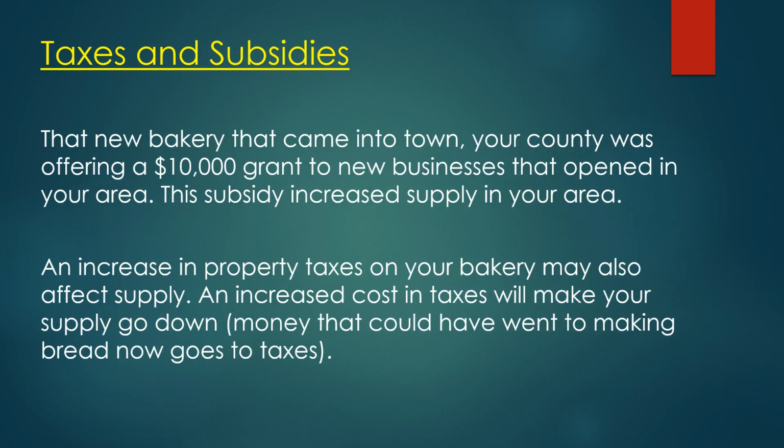And finally, taxes and subsidies. So that new bakery that came into town, your county was offering a $10,000 grant to new businesses that opened in your area. So this subsidy increased the supply in your area. The subsidy brought in a new seller, and because of that, now your supply has increased of bread in the area. So an increase in property taxes on your bakery may also affect supply. An increased cost in taxes will make your supply go down. Why? Because the money that could have went to making bread now goes to taxes. So now your supply goes down. You don't have as much money for your bread making.